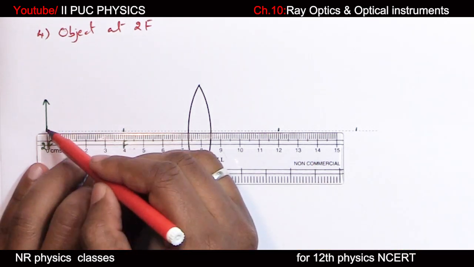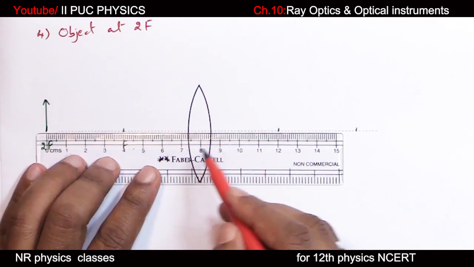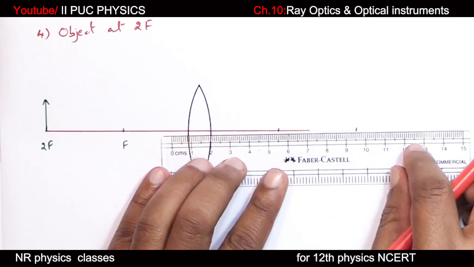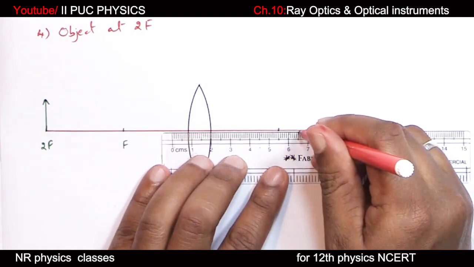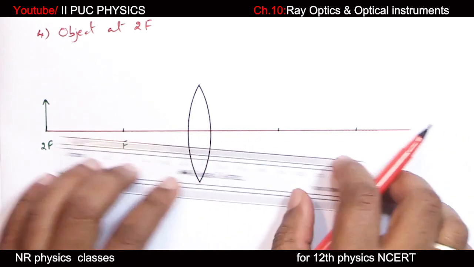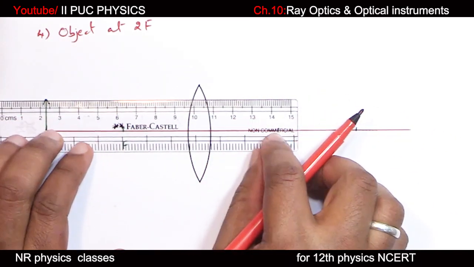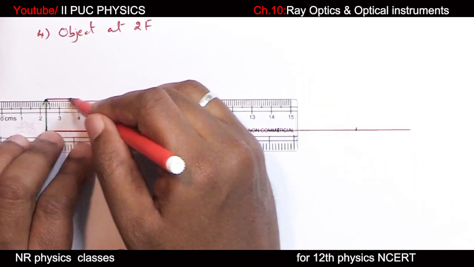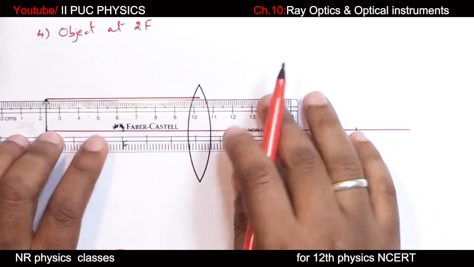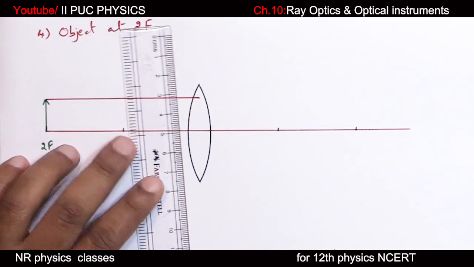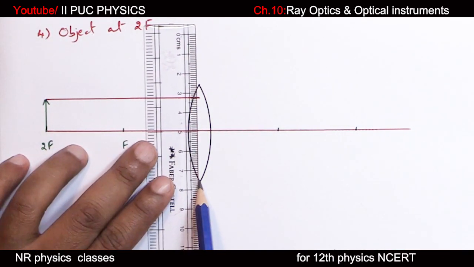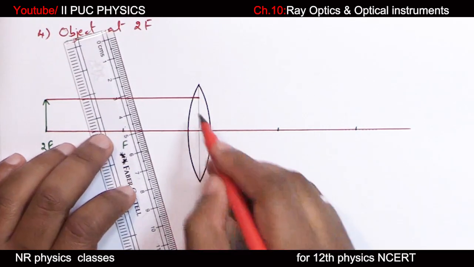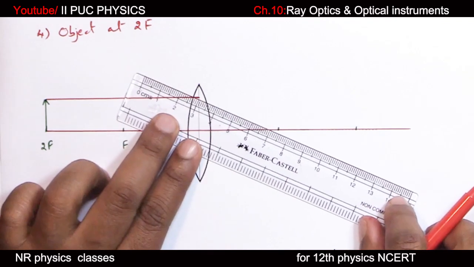A ray from the foot of the object along the principal axis travels straight. So there is no deviation. Second ray, from the head and parallel to the principal axis. Again, draw the incident ray till the principal section. This line is the principal section. After refraction, this should pass through the focus.